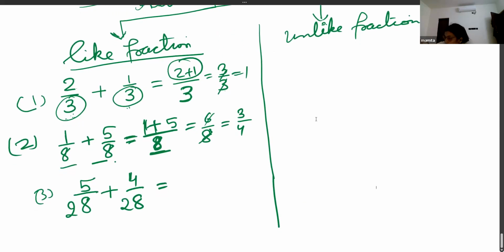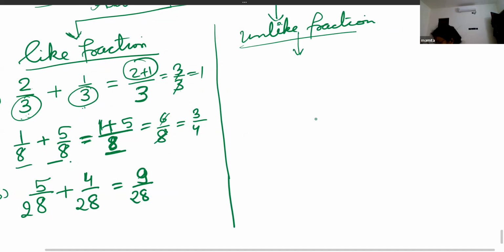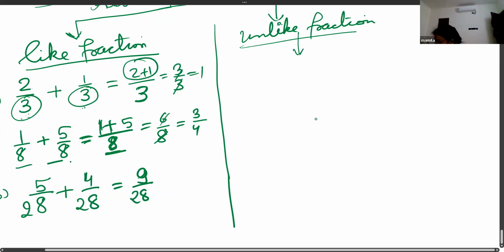Okay. Now, what is the answer? Anvik, what is the answer? Ma'am, 9 by 28. Yes, correct. Now, children, we will see how to add the unlike fractions. It is also very easy. Only the method is lengthy. Okay. Take the LCM. LCM of denominators.